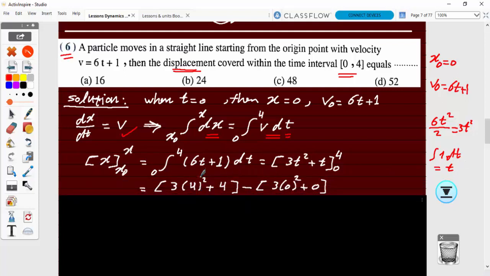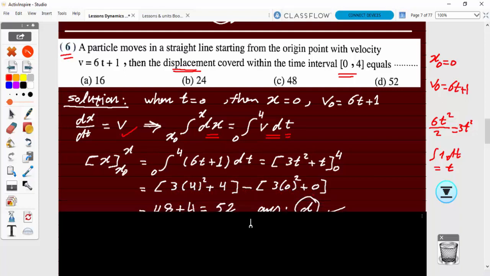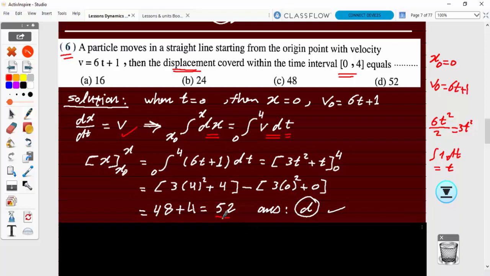So you substitute at t equals 4. We have 3 multiplied by 4 squared plus 4, minus 3 multiplied by 0 squared plus 0. And you will get 52 here using the calculator.